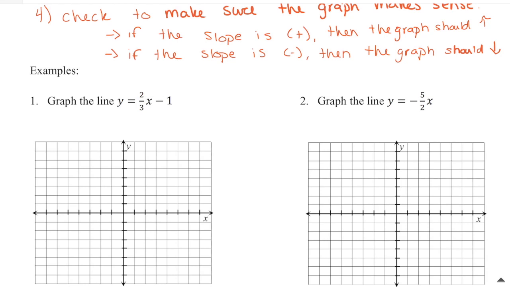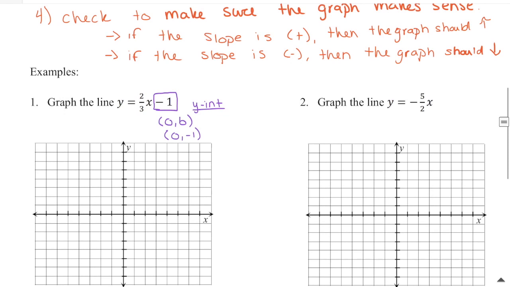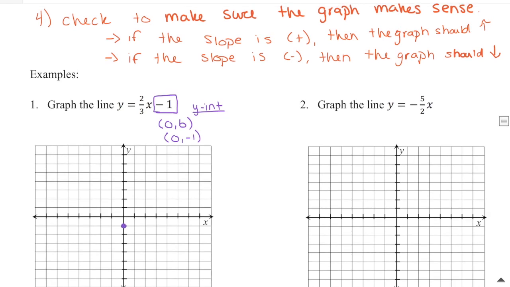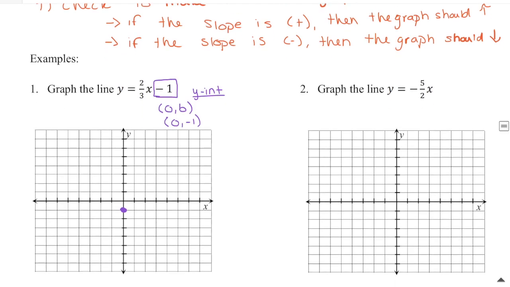So here, in order to graph it, it says plot my y-intercept. So what is my y-intercept? It's the b value. So (0, b), in this case the b is -1. That's my y-intercept. So I'm going to go over nothing, down to -1, and plot a nice point on my y-axis. Then I need to use my slope, which is 2/3, to plot some more points.